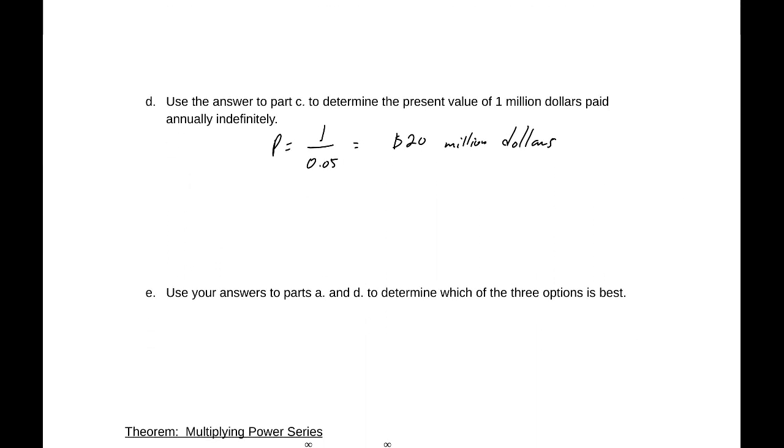Now we want to compare these values. So in part A, we had 18.693 million. In part D, we have 20 million. And then there was the lump sum.